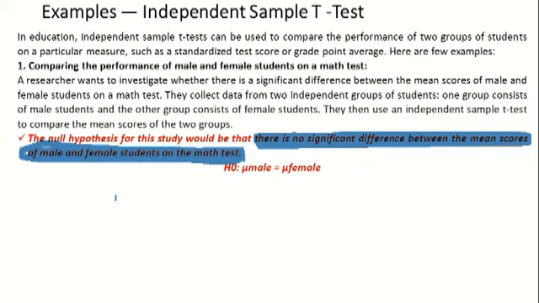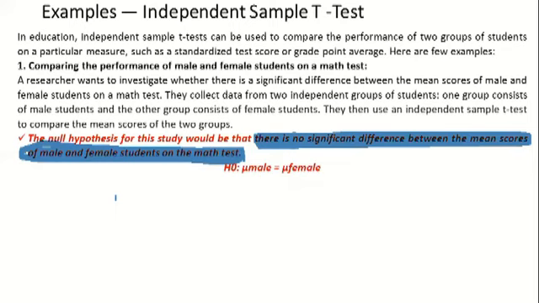Remember, the first null hypothesis was there is no significant difference between the mean score of male and female students on the math test. This one is a non-directional hypothesis. It does not give the direction of where we're going.